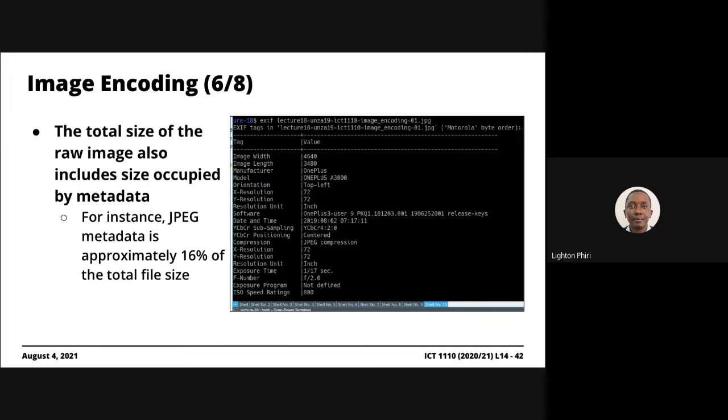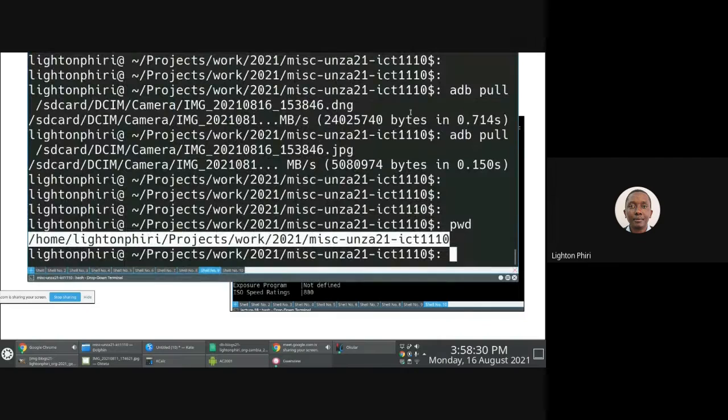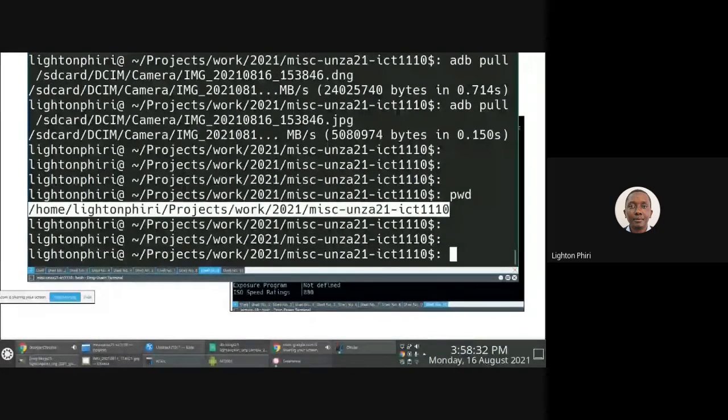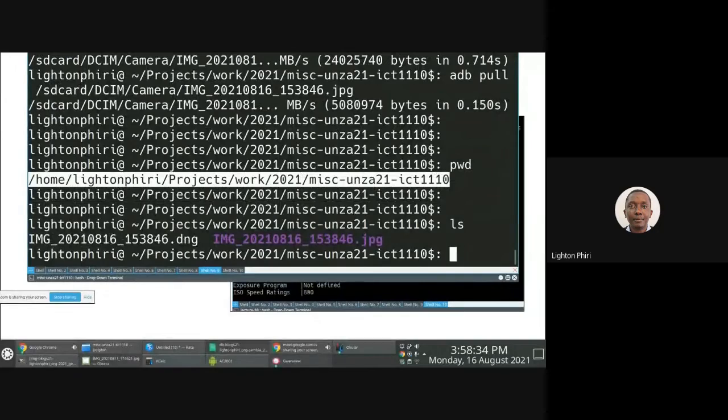Some sensitive information, also like GPS coordinates, right? Where exactly you were when you were taking the photograph, right? This is all rich information that is taken by default.